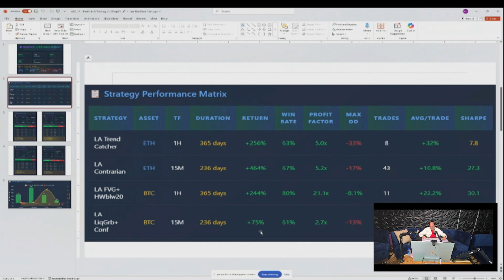The best performer, with outstanding results, is our contrarian ETH Ethereum 15-minute strategy. I personally usually don't like contrarian strategies, but this one is actually working great. It just shows that markets get more complicated, and sometimes we need to go contrarian to find that edge.